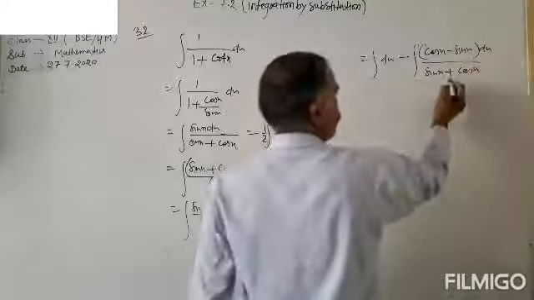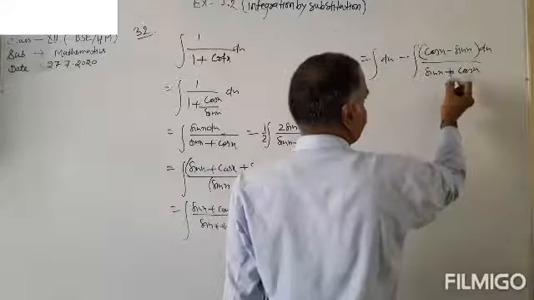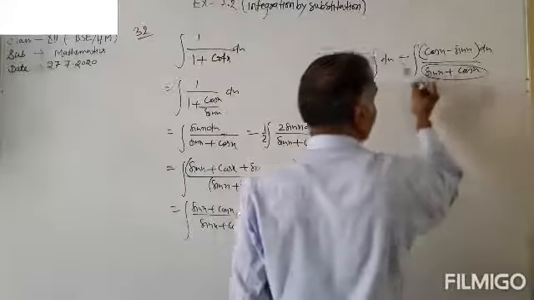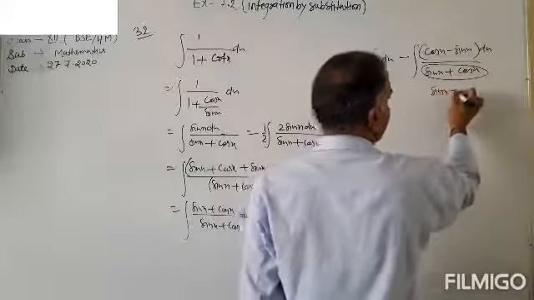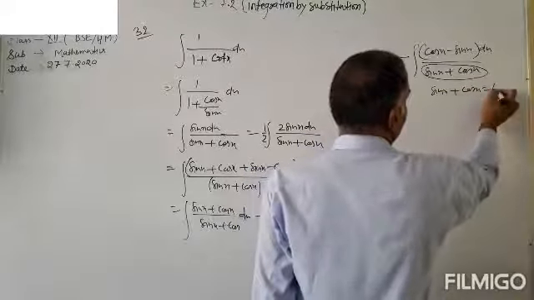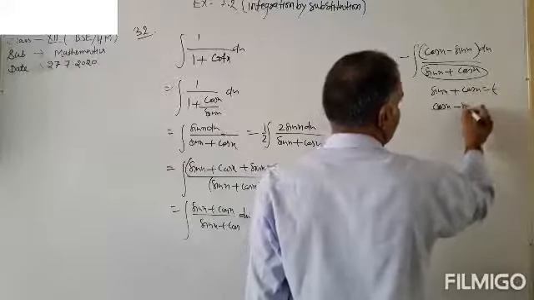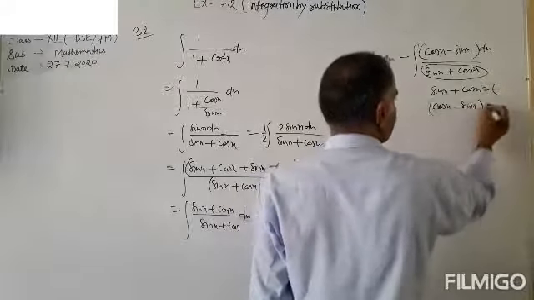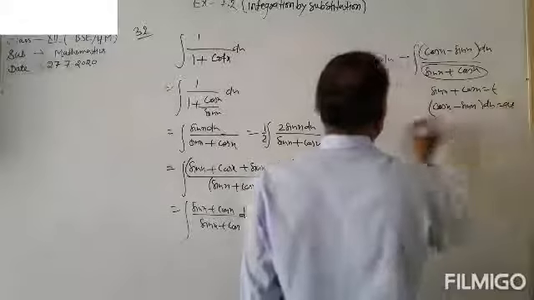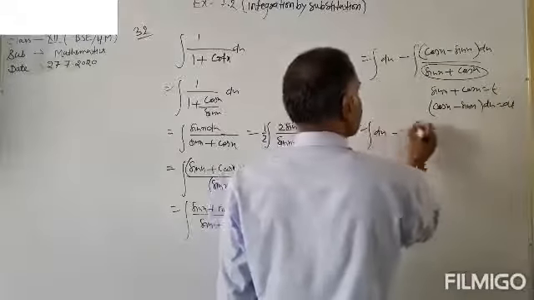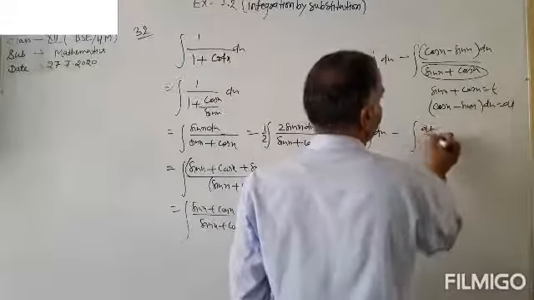Now the substitution method can be used in this integration. Let sin x plus cos x equal t, and the differentiation of sin x is cos x, and of cos x is minus sin x, so (cos x minus sin x) dx is equal to dt. So this is equal to the integral of dx minus the integral of dt upon t.